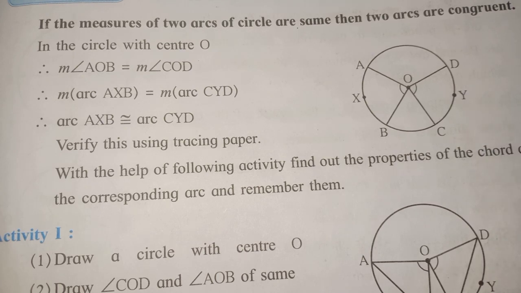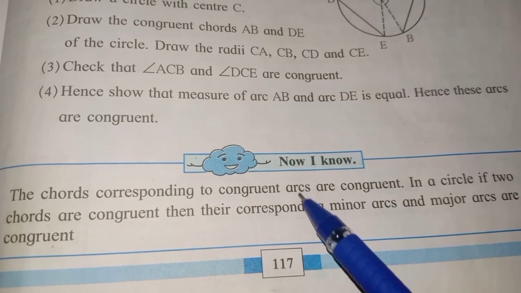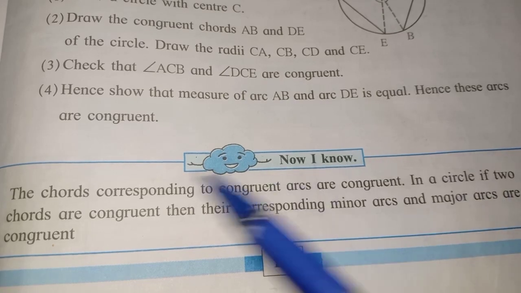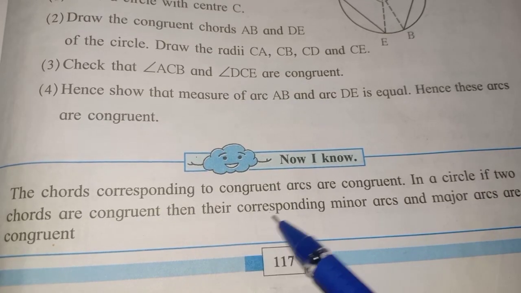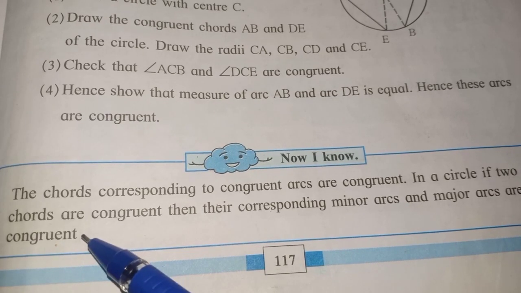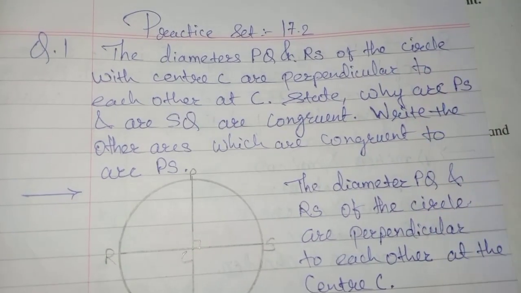So from this we can say that the chords corresponding to congruent arcs are congruent. In a circle, if two chords are congruent, then their corresponding minor arcs and major arcs are congruent. Now let's start with practice set 17.2.